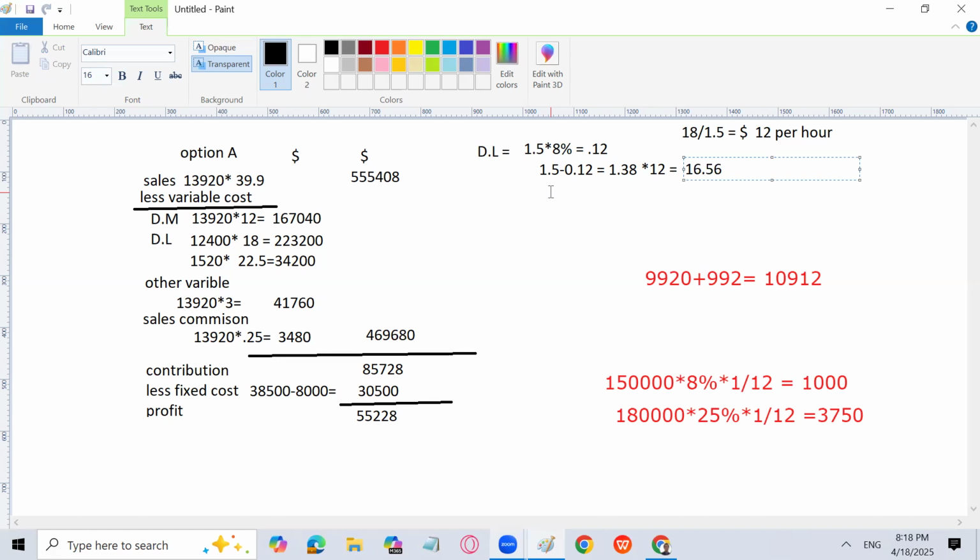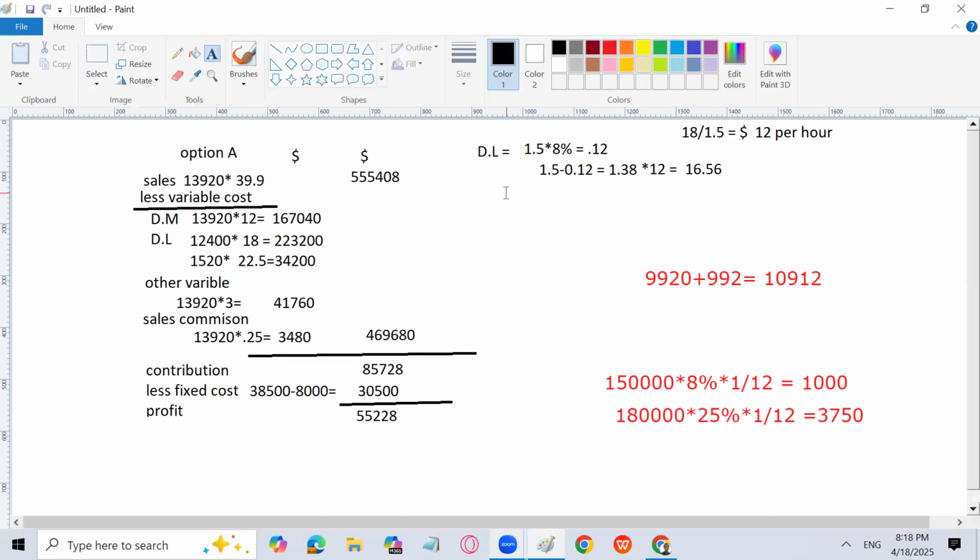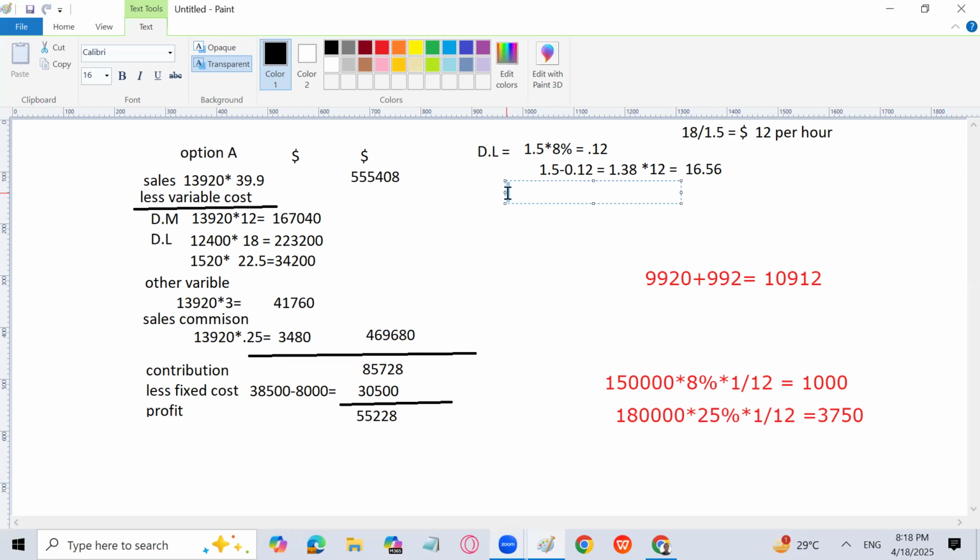Now I can prepare the marginal cost statement again. So the sales is going to be how much? The units are now 10,912 multiplied by the selling price of 41. So what is the amount of sales? Selling price has been reduced to 41. 447,392, less variable cost. That will include direct material.